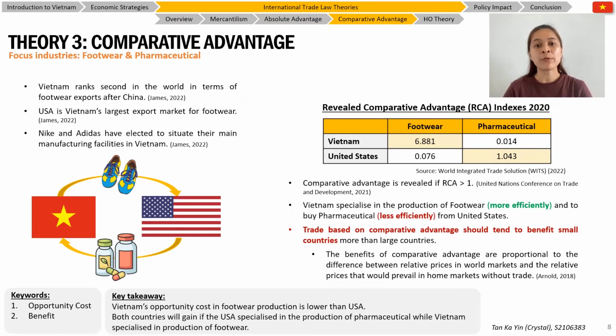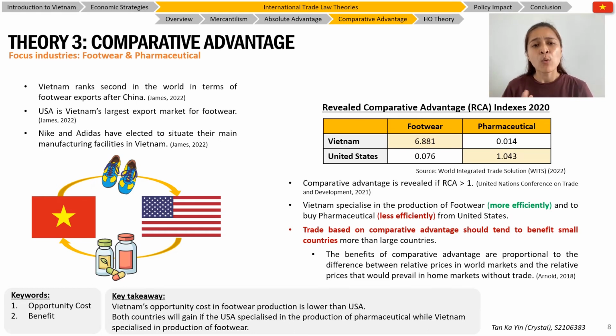Vietnam's footwear export ranked second in the world after China, exporting 1 billion pairs of footwear to countries around the world every year. USA is Vietnam's largest export market for footwear. Vietnam's footwear industry could benefit as manufacturers leave China in search of lower labor costs and greater access to international markets. For example, Nike and Adidas have chosen Vietnam for their main manufacturing facilities.